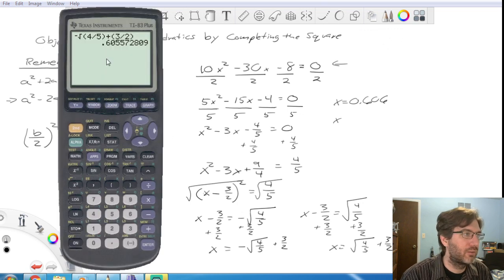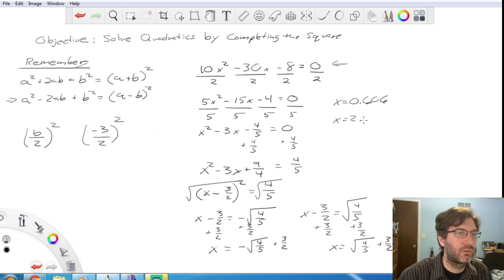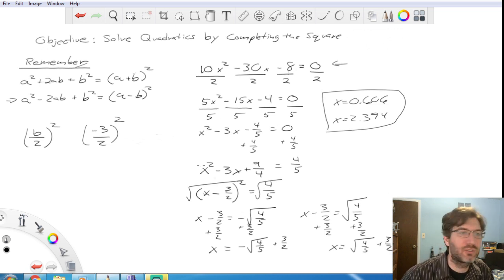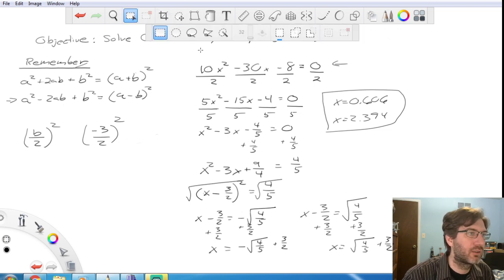If you don't know how to use your calculator, you're just going to recall that second entry, but we don't want the negative version of that, so we're going to delete that. And you get x equals 2.394. Again, they're ugly numbers, but that just shows you that you can solve these using the perfect square. You're not going to get too complicated today.